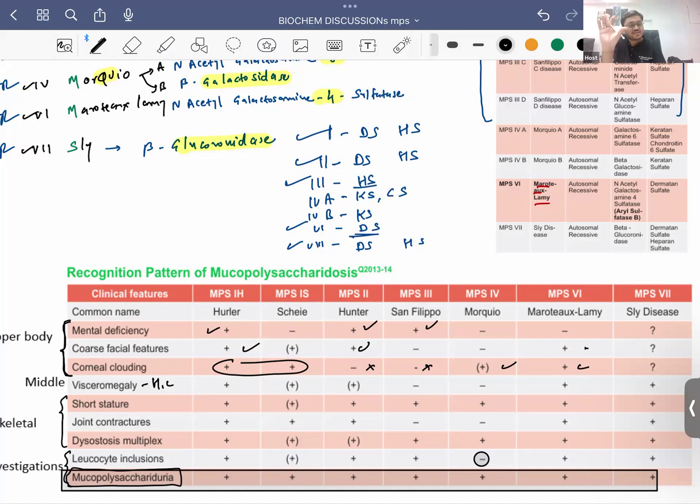So these are the features you need to remember, because for us, mainly it is the investigation and the upper body features, based on which you'll be able to answer this. The only condition which doesn't have visceromegaly is type 4. Although type 3 has visceromegaly mentioned as negative, it does have cardiac involvement. So the only condition which does not have visceromegaly will be type 4. Got it, students? Yes, sir.